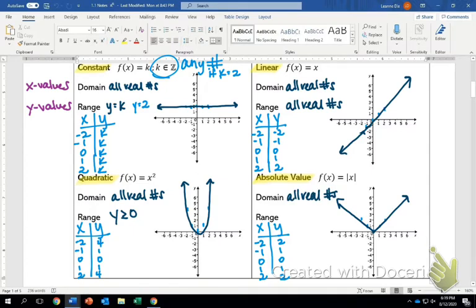And then for my range, I have something very similar to the quadratic. It gets bigger and bigger and bigger, but it stops at 0, and it doesn't get any smaller than that. So I would say that y is greater than or equal to 0. So I can have any output as long as it is bigger or equal to 0.